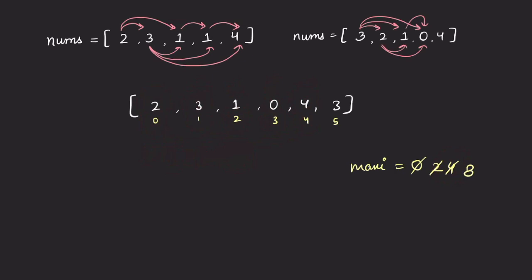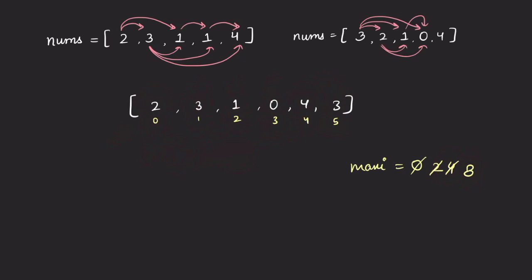Now we can see that our maxi has become greater than the last index, or we can say greater than the size of this nums. So that means it is possible to reach this last index, right? Because when we are at this 4, it's not necessary to take the jump of length 4. We can take a jump of length 1 also and we can reach this index, right?